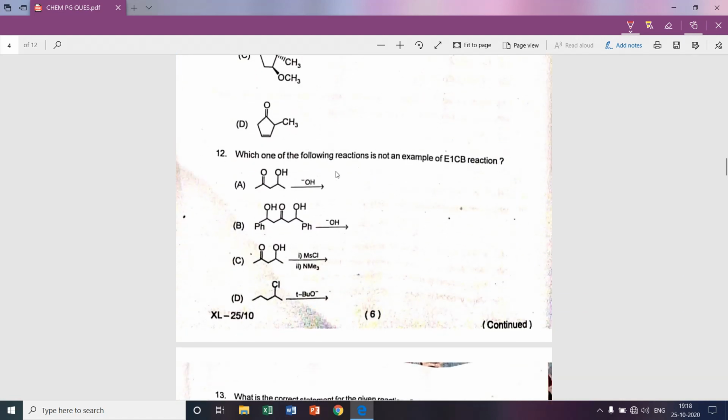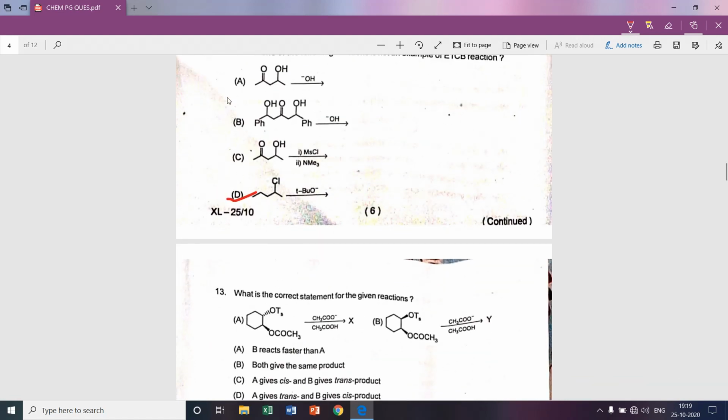Number 12. Which one of the following reactions is not an example of E1cB reaction? And your answer is option D. As we know, the E1cB mechanism occurs under basic condition where the hydrogen to be removed is relatively acidic, while the leaving group such as OH or OR is relatively poor. In option D, the Cl is the leaving group, which is not a poor one as compared to options A, B, C where the leaving group is OH.